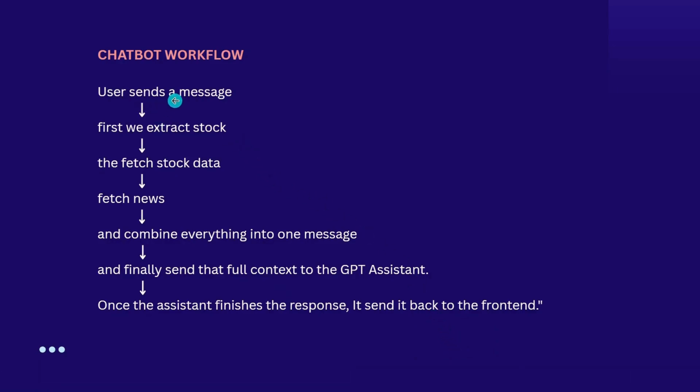So first, the user sends a message. We extract the stock, then fetch stock data from Yahoo Finance, then fetch news from Moneycontrol and combine everything into one message. And finally, send that full context to the GPT assistant. Lastly, once the assistant finishes the response, it sends it back to the front end. Okay, that is exactly how this chatbot is working.